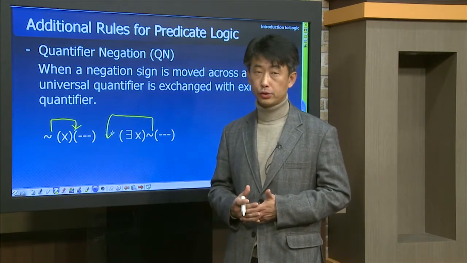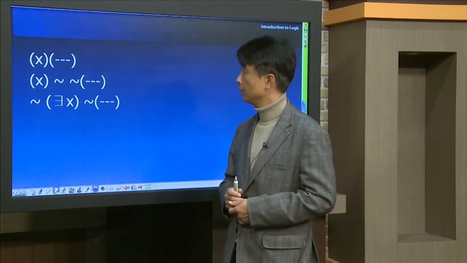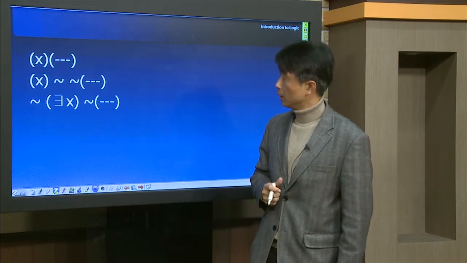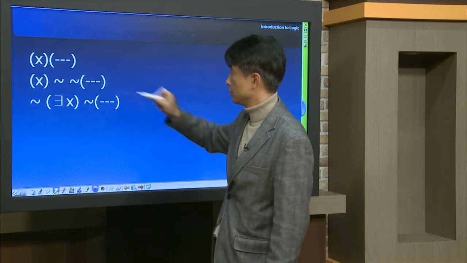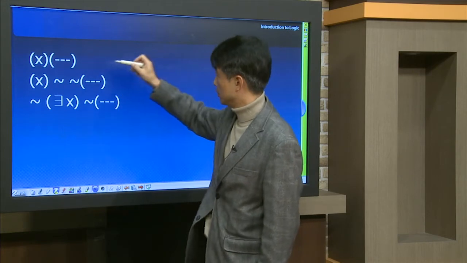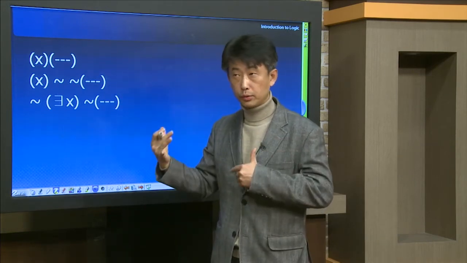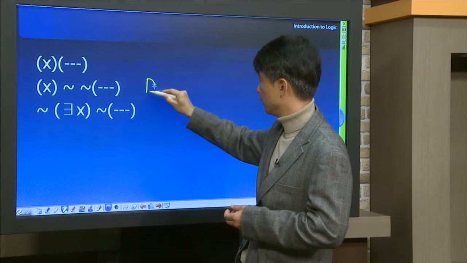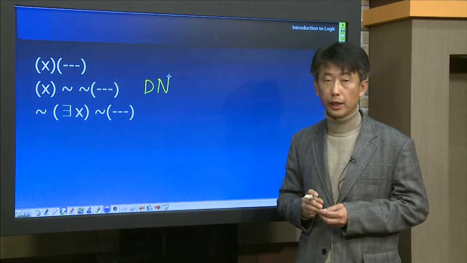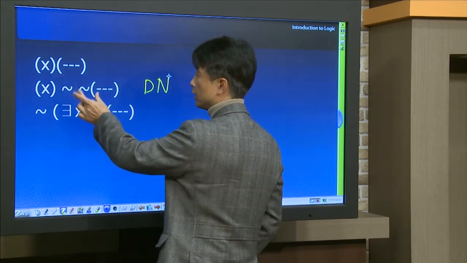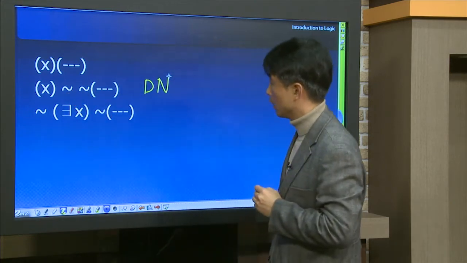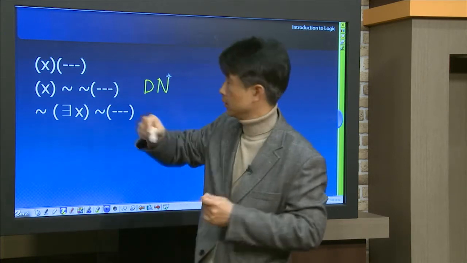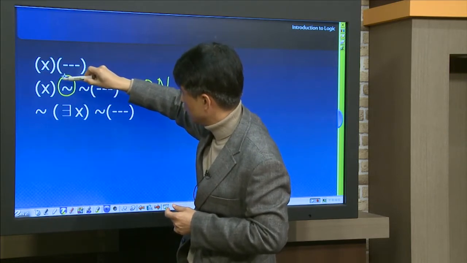Let us see an application of this quantifier negation. For example, suppose you have this universal quantifier statement at the beginning. You can derive this statement from this by using, remember, we have to appeal to all the rules of propositional logic. Okay? And the double negation rule allows us to do that. Whenever you have an expression, you can derive double negation of that. Okay? Now, suppose you want to move one negation sign to the front.